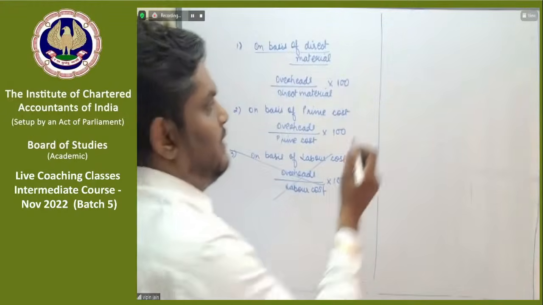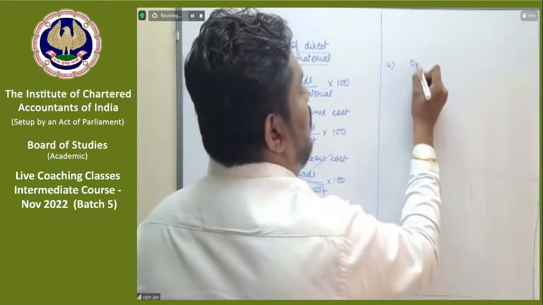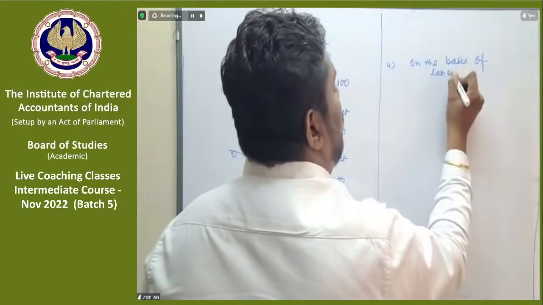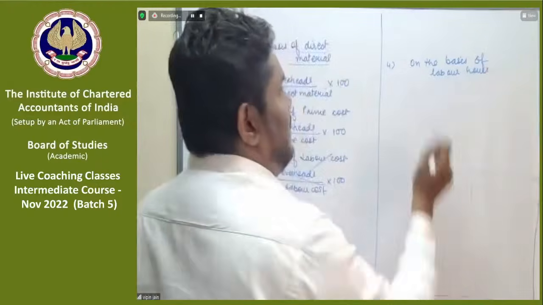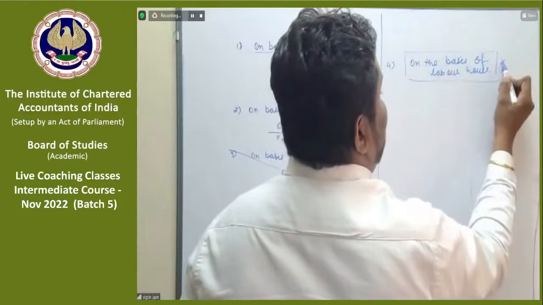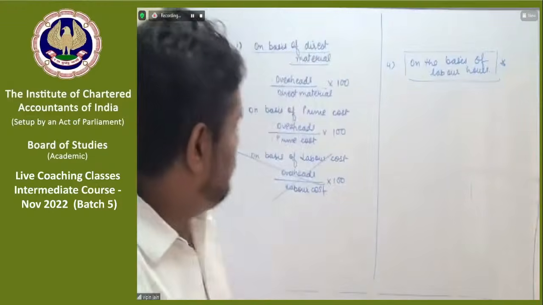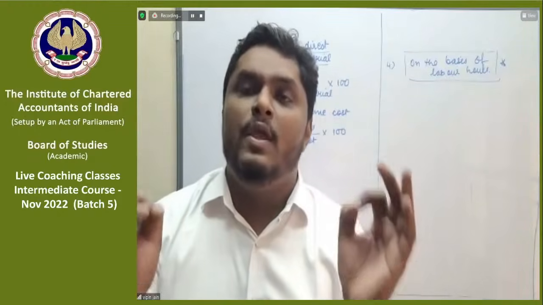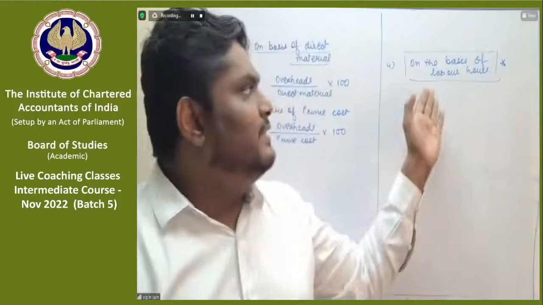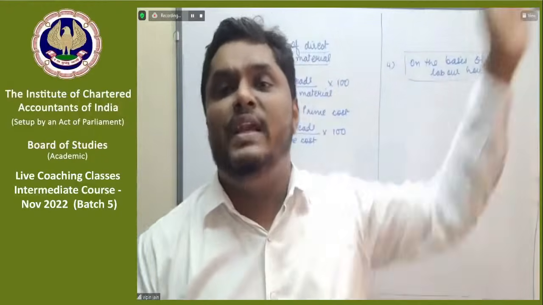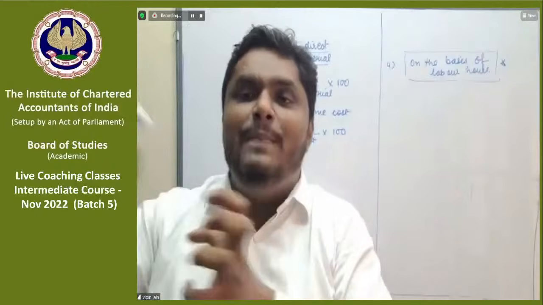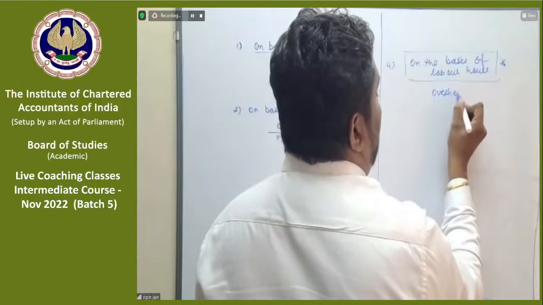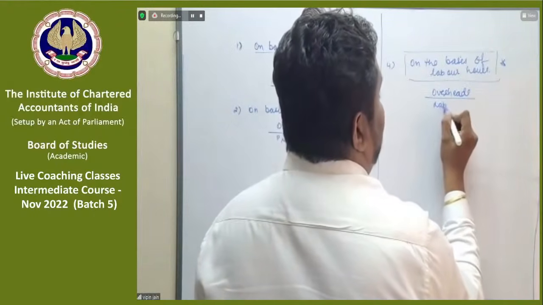In fact, the most commonly used method is on the basis of labor hours. If the question is silent, you have to always use this method. I repeat again, guys, the previous method is not used at all now. Very important, guys, on the basis of labor hours, if the question is silent, this is the best method of absorption of overheads of any department, if the department is more labor intensive. So very simple, guys, again, overheads divided by labor hours.